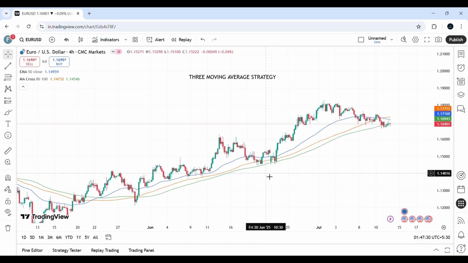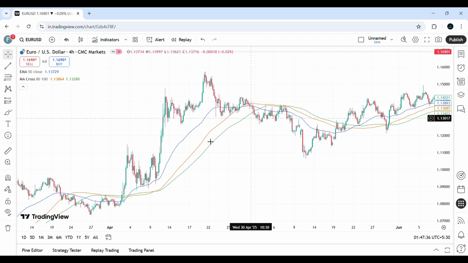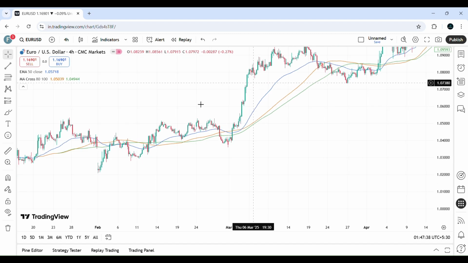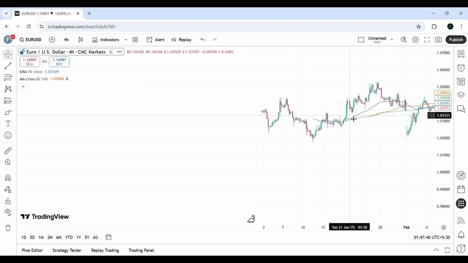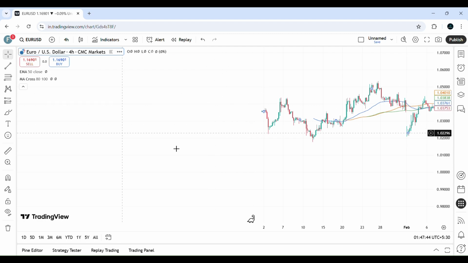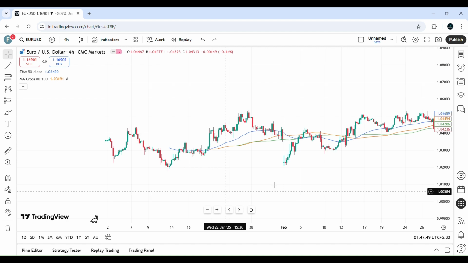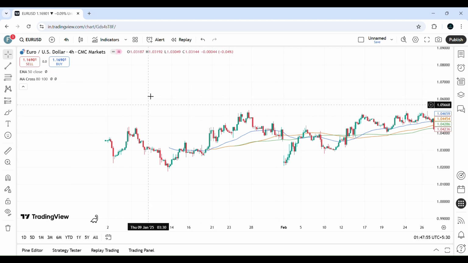So the strategy is very simple. Just zoom out. Let's just go back. Let's start from a random place. We'll go back. That's all as much as we could go. That's fine. We'll just check it from here. The strategy is you want your moving averages to cross. This is the Euro USD chart and this is the 4-hour chart. You want your moving averages to cross.